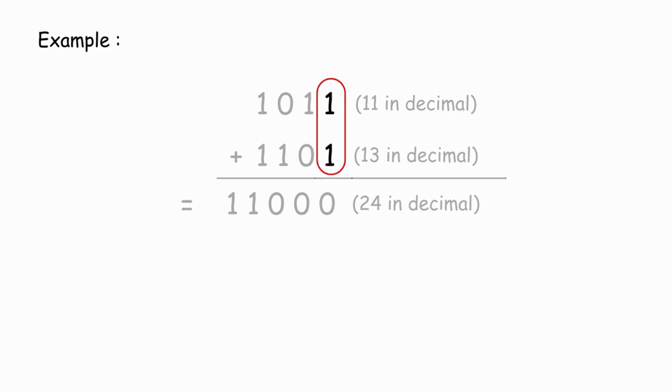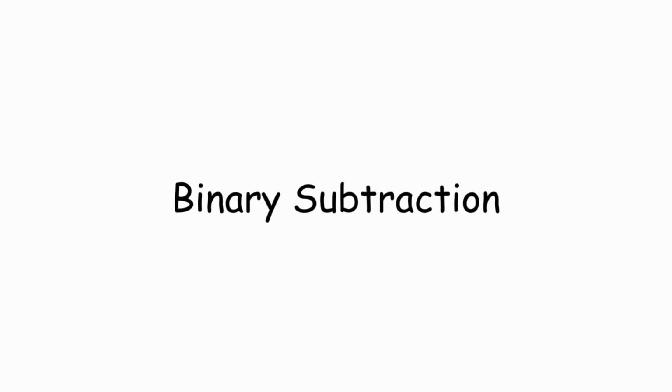When two ones are added, the result is 10, which means the 0 is placed in that position, and the 1 is carried over to the next column, just like in decimal when adding 9 plus 1 and carrying 1 to the next position. Binary subtraction.